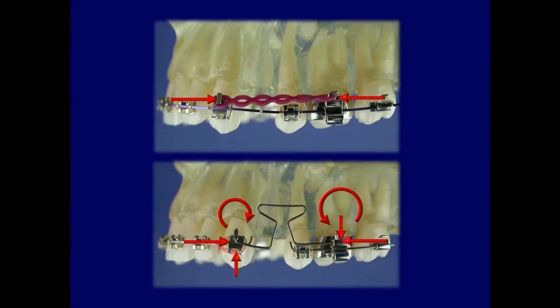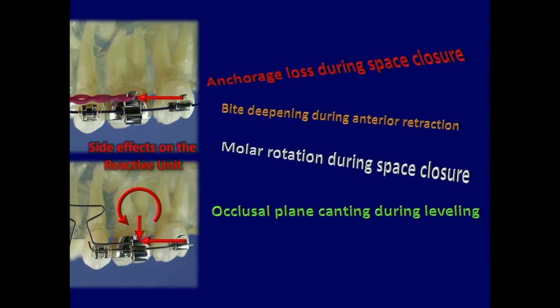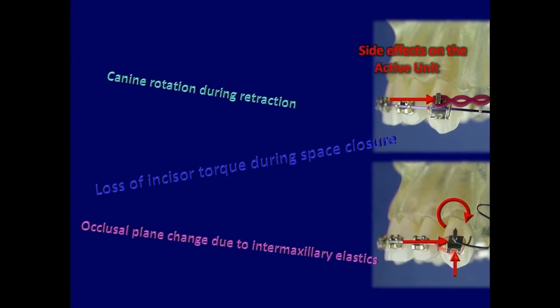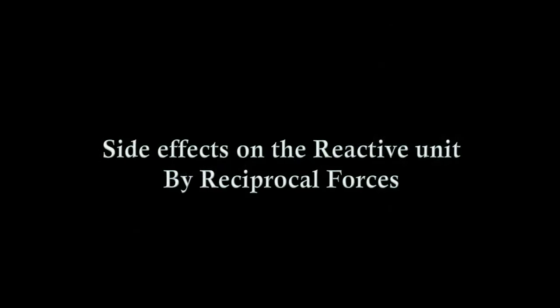Side effects can be subcategorized into two groups. These side effects are acting on the reactive units, commonly known as side effects on the anchorage unit. And these side effects are observed in the active units. The most common side effect is from reciprocal forces.